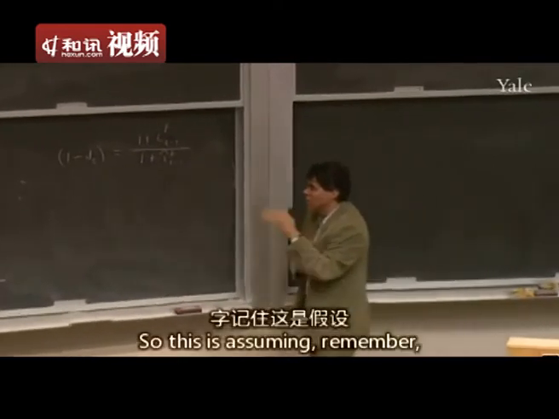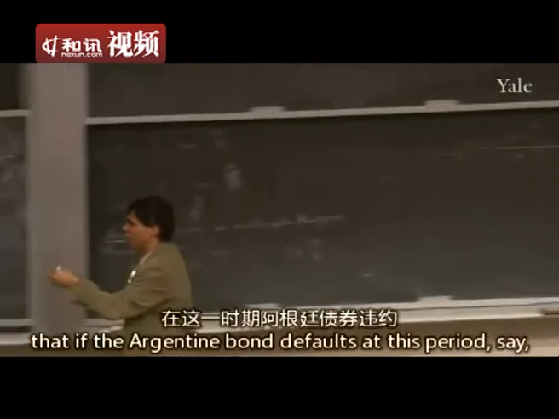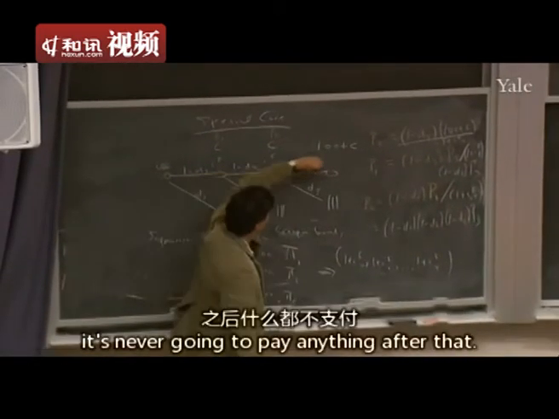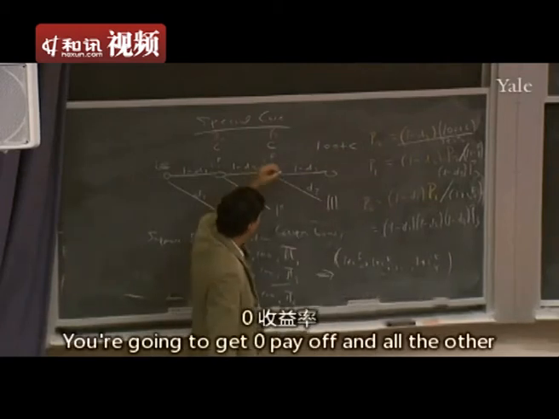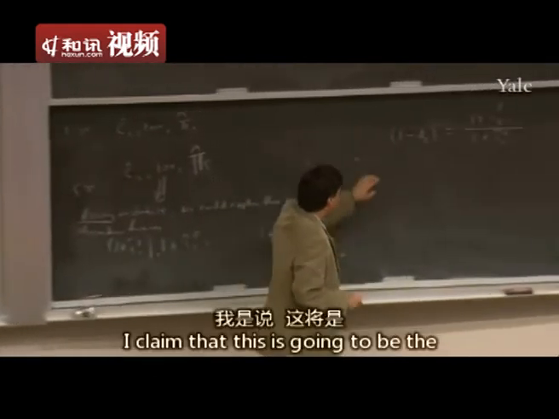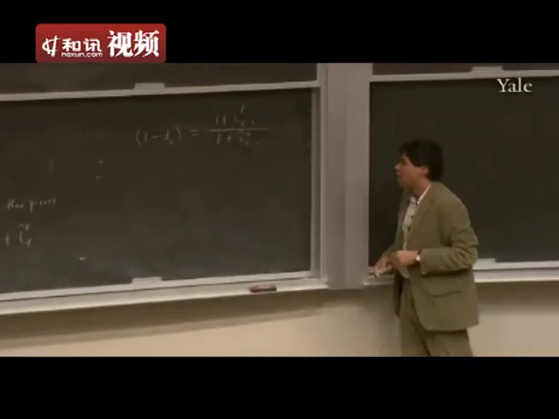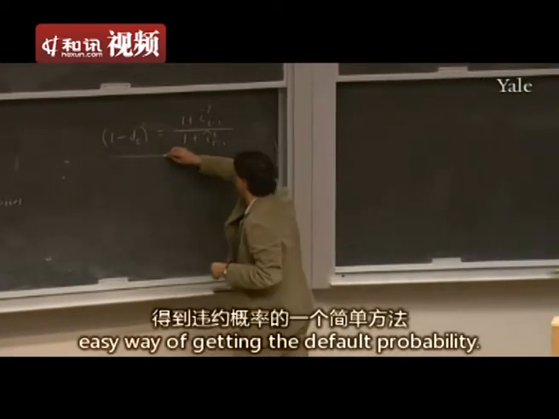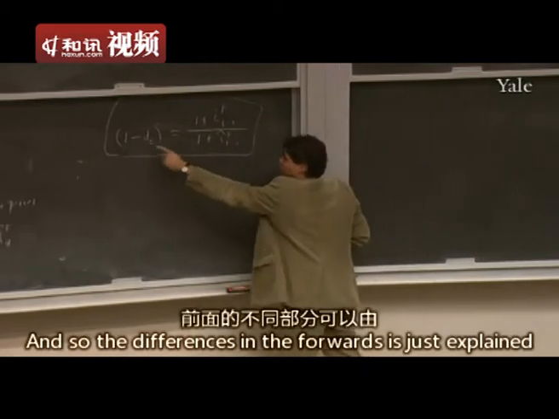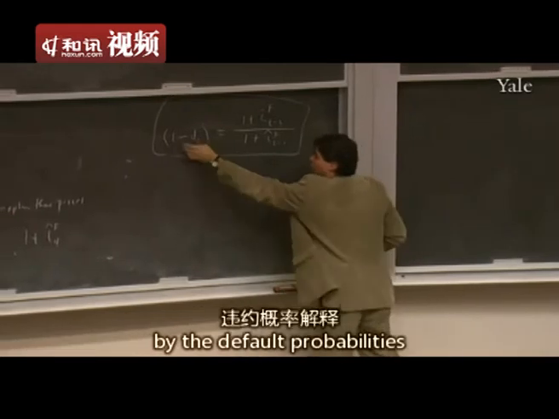So this is assuming, remember, that if the Argentine bond defaults at this period, say, it's never going to pay anything after that. You're going to get zero payoff, and all the other Argentine bonds will also default. I claim that this is the easy way of getting the default probability. And so the differences in the forwards is just explained by the default probabilities.